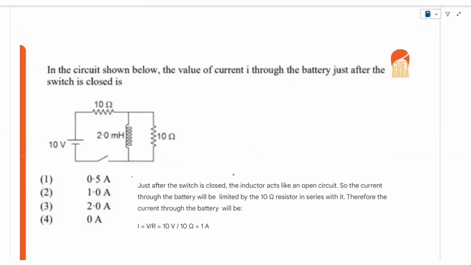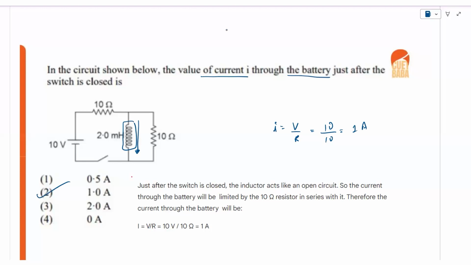So in this question, it is asked to calculate the current when the battery just started. So when the battery just started, this inductor will behave like a straight wire. Okay, so current will be simply V over R, right? That is 10 over 10, 1 ampere. So second is the correct option.